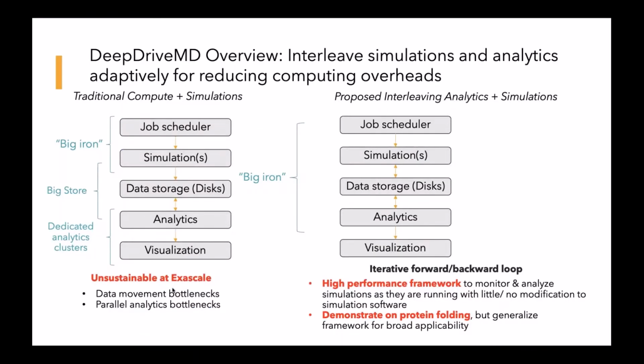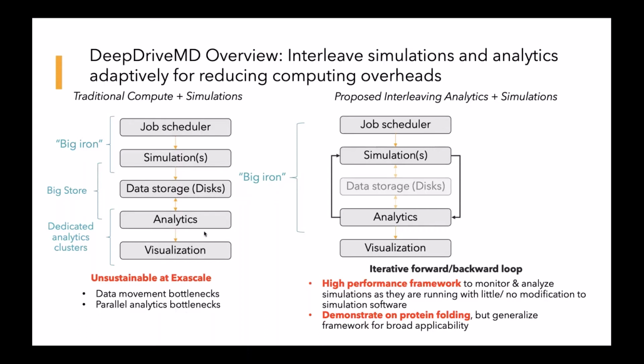So let me talk a little bit about what DDMD does. The basic idea was to interweave simulation and analytics in such a way that we can reduce computing overheads on these machines. The traditional way people have thought about simulations is, you have a job scheduler, you run your simulation on big machines like SuperMUC, Theta or Summit. You store the data, you analyze the data, and then visualize that. But this is unfortunately going to be a big problem for data storage with the new machines that are coming up, because you're going to have a lot of data movement, since the amount of data generated by these machines is really large.